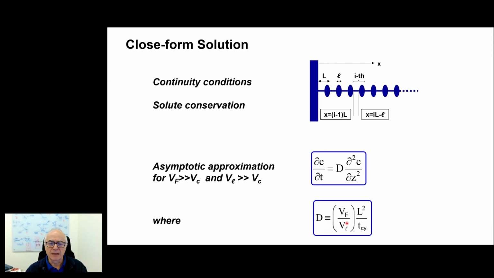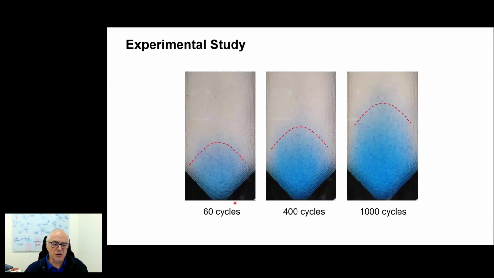Let's test it. This is a Hele-Shaw cell: two glass plates, filled with glass beads in between, and we inject blue fluid in and out, in and out. There is zero advective flow at the end of every cycle. However, as you can see, at the end of 60 cycles, the blue front has advanced, 400 cycles has gone further, 1,000 cycles has gone further.